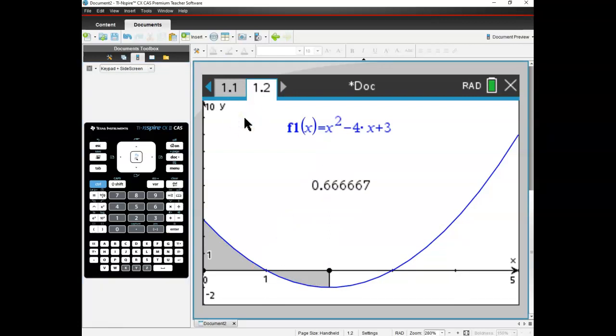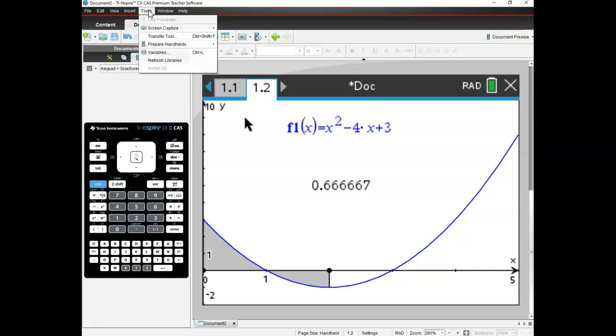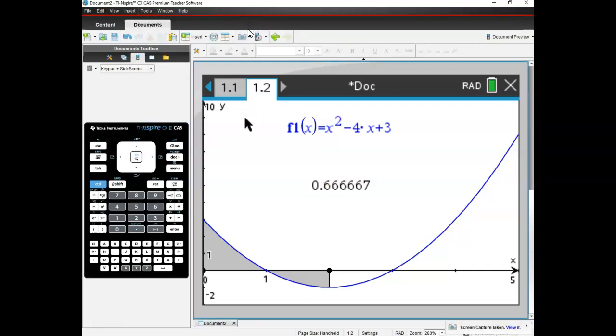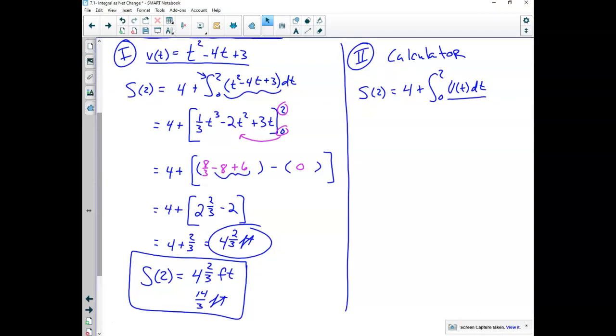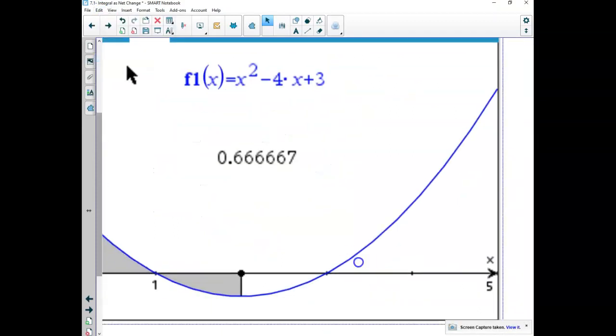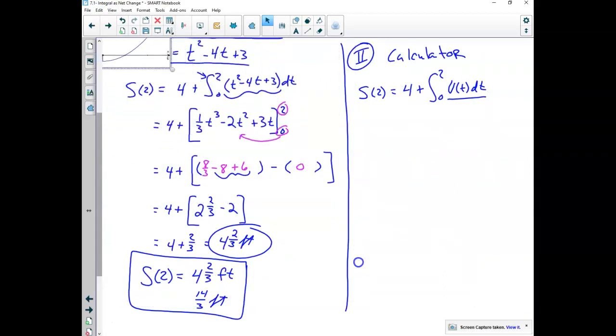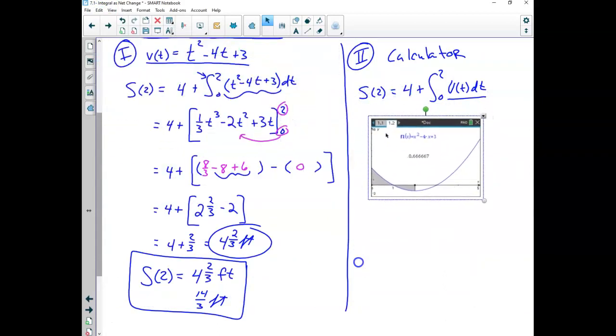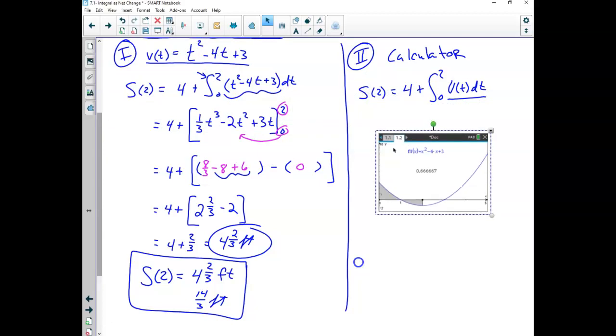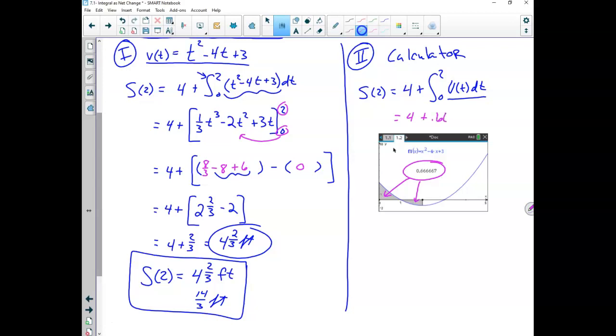Okay? Well, when I do that, I can come here and go to Tools. I can capture that page here. So I can come back and say Edit. Let's paste that on here. And what I'm going to do is pull this down here. And I can see from here that this is my accumulated area from there to there. So it's going to be 4 plus 0.667, or 4.667 feet. Please don't forget your units or they will downgrade you on your units.